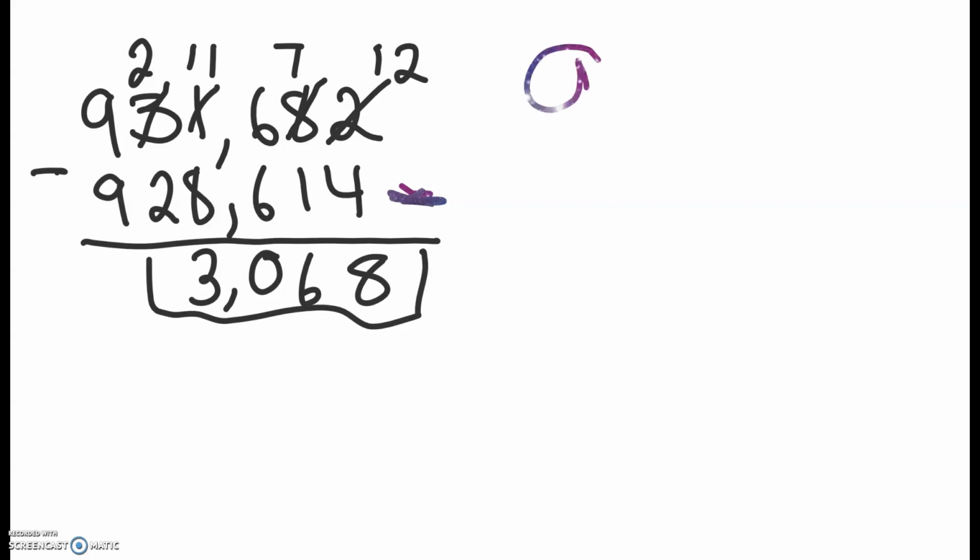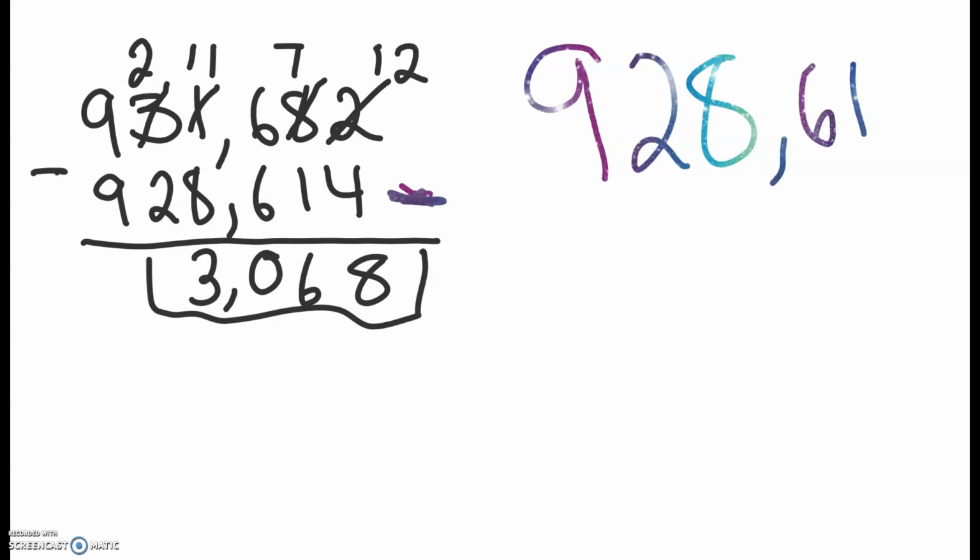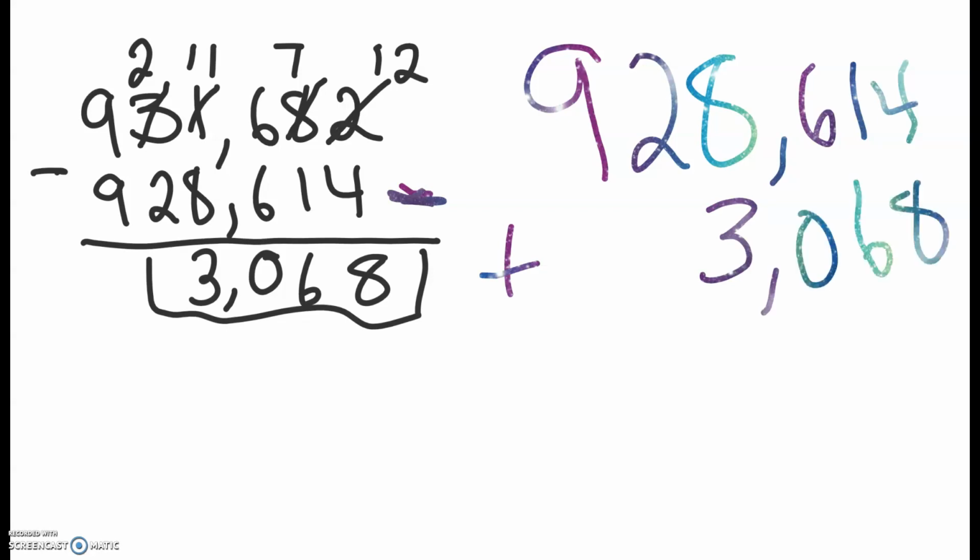So I would take 928,614 plus 3,068. Now if I get this number on top, 931,682, that means I got my answer correct.